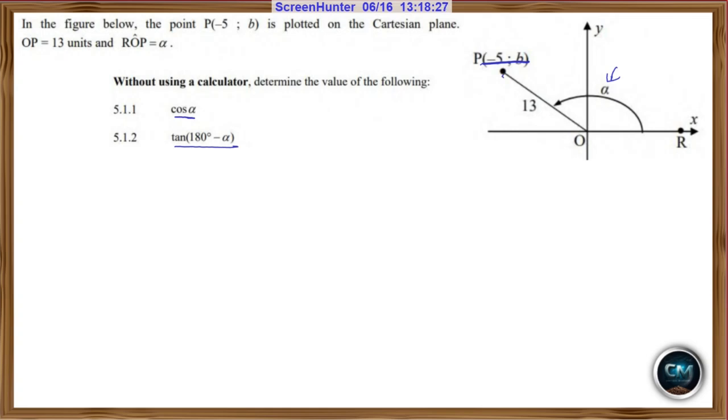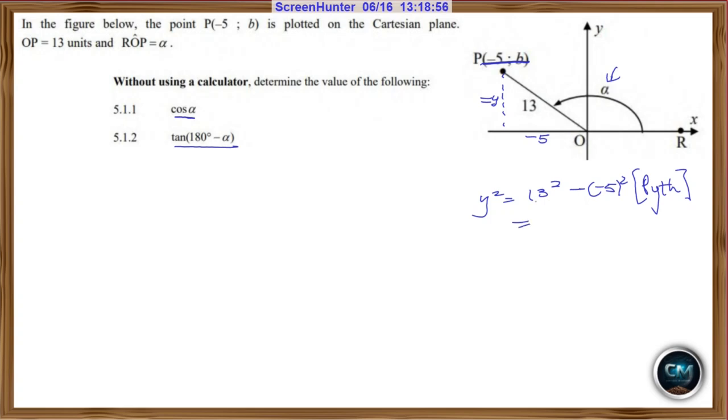So, let's get down to what they want from us. That's negative 5, and what they want is this y value over there. Well, y squared we know would then equal 13 squared as the hypotenuse, minus negative 5 all squared, and give credit where credit is due, in this case Pythagoras.